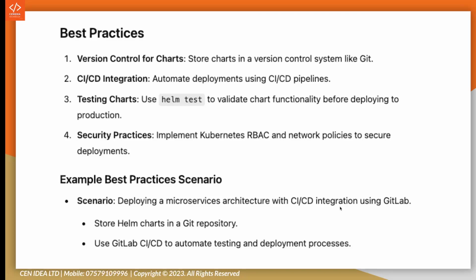You might not be able to do that now, but these are the things that we'll be looking at as we journey along on this series. So things to think about then would be store Helm chart in a Git repository. So once you created it, tested it locally, push it up to a GitLab repository, and create a CI/CD pipeline to automate the testing and deployment processes there.